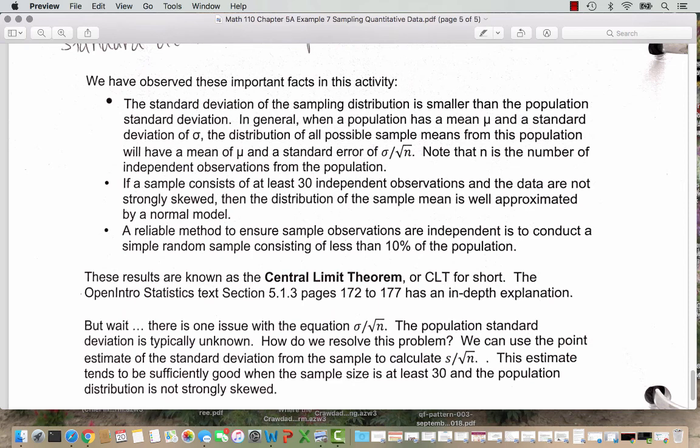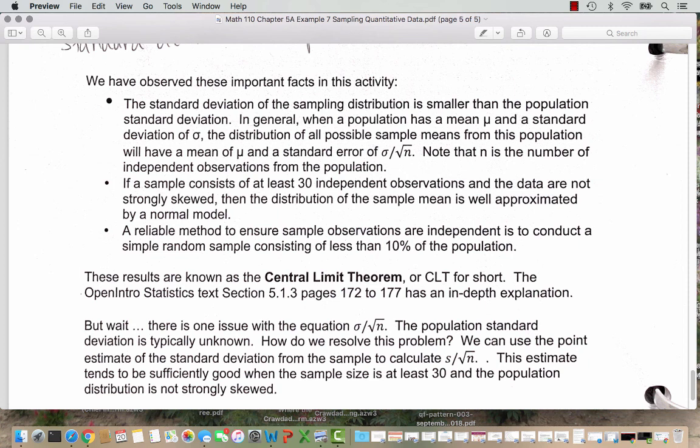And then our third important idea is that a reliable method to ensure sample observations are independent is to conduct a simple random sample consisting of less than 10% of the population. So this is a general rule of thumb. If you take a sample that's more than 10% of the population, you might end up getting people who are related in your sample, or your sample might be too big to give realistic results. So these results are known as the Central Limit Theorem, or for short we call it the CLT. So our Open Intro to Statistics text over on page 172 to 177 has an in-depth explanation. These three key points are the big ideas of the Central Limit Theorem.